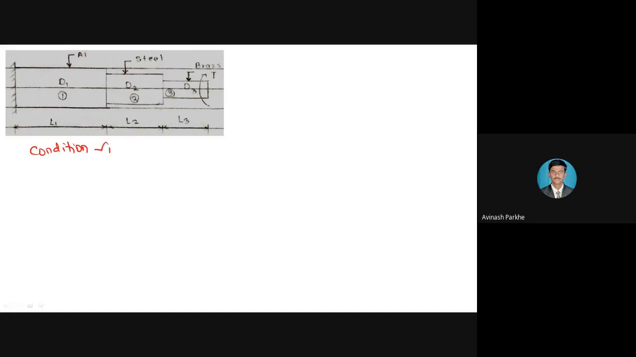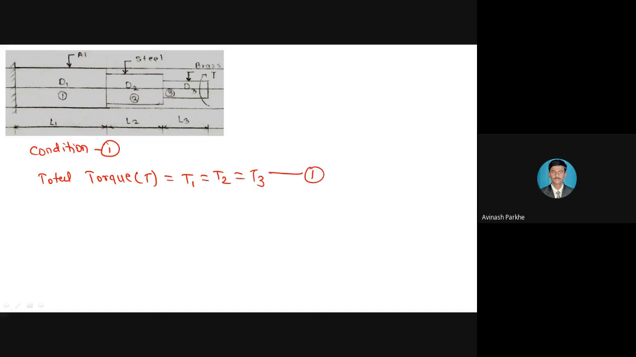Condition number 1 tells that whatever the total torque applied, capital T is equal to T1 is equal to T2 is equal to T3. This is equation number 1. As the shafts are connected in series along the length, whatever the total torque is applied at the free end. Now in the figure, you can see the torque is applied at the free end only.